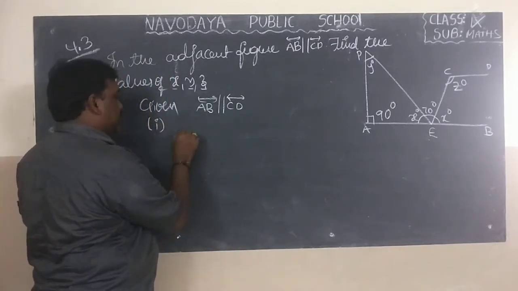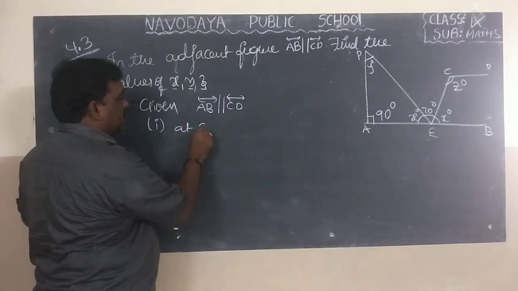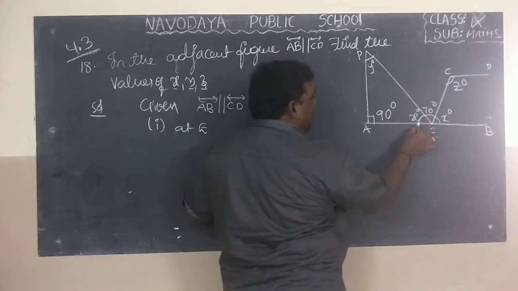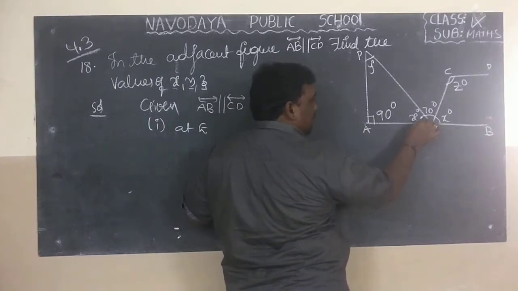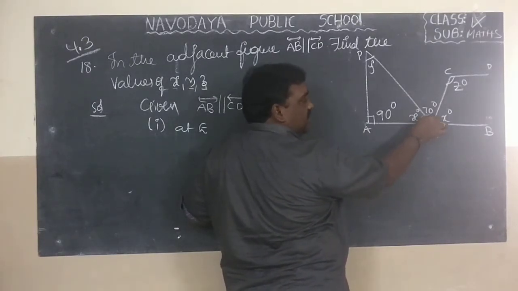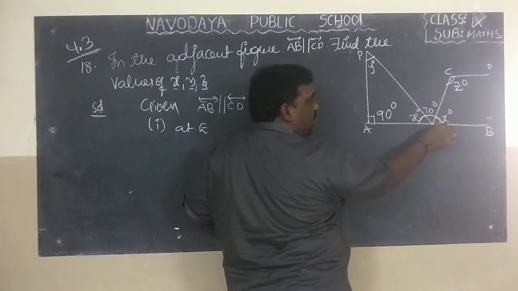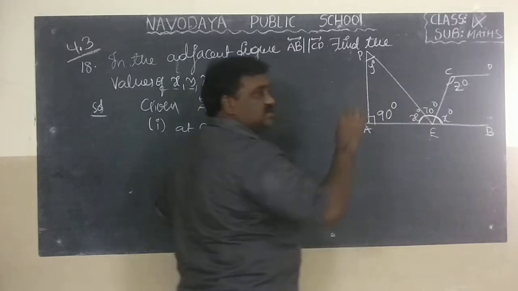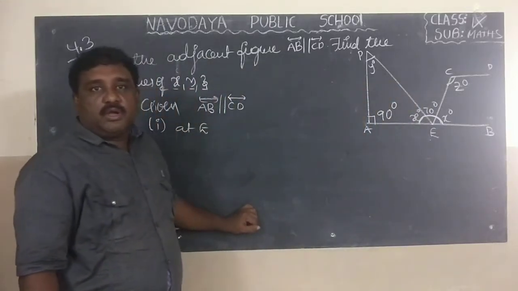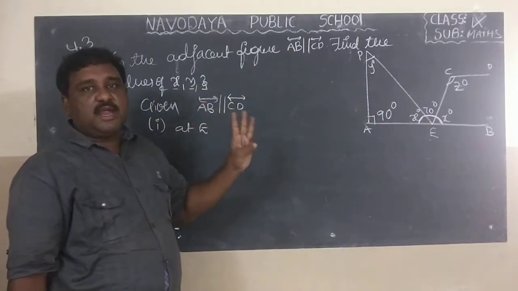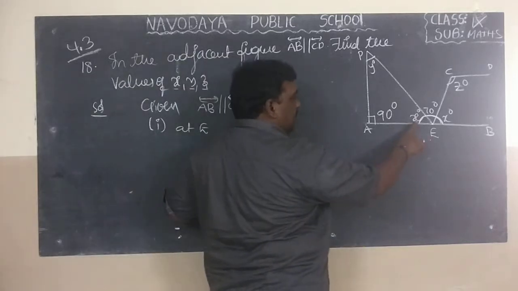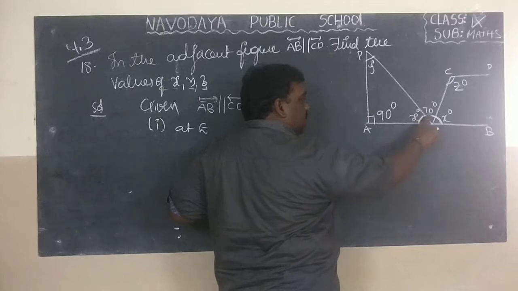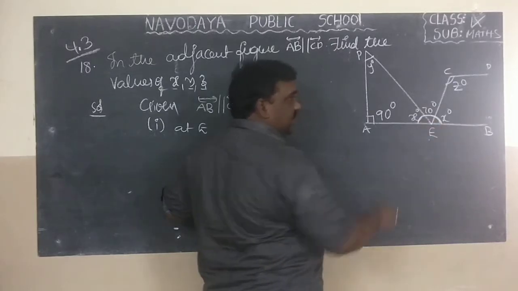See the diagram. At E, see the point. What are the angles at E? First angle x, second angle 70, third angle x. All three together they form protractor shape. Okay? Three angles are there at E. At E, x, 70, x, total protractor shape means it is 180.